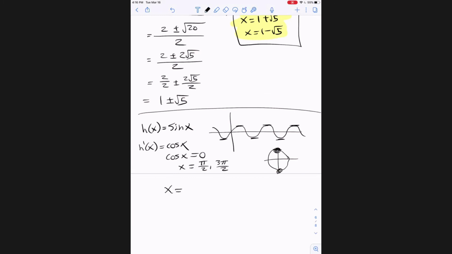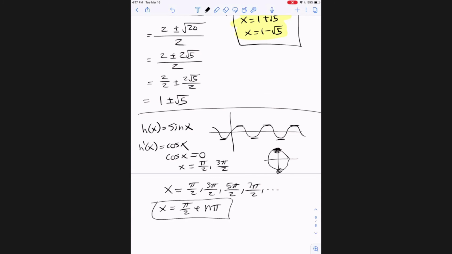So if I add pi to it each time, in reality, if I want to write every single one of them, it's pi over 2, 3 pi over 2, 5 pi over 2, 7 pi over 2, and so on. Now, how could I write this in terms of a general? So it would be x equals pi over 2 plus n pi, where n is an integer.